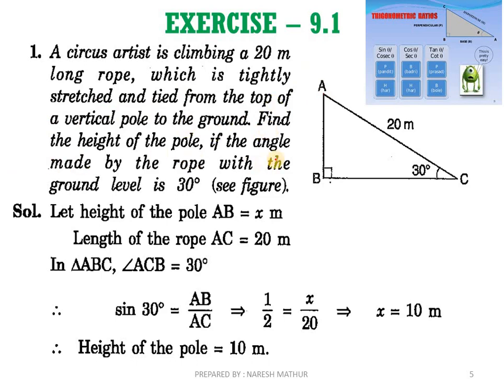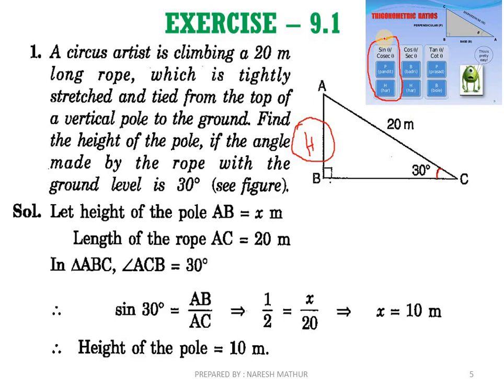...to the ground. Find the height of the pole if the angle made by the rope with the ground level is 30 degrees. Now see here, we are given an angle, we are given the hypotenuse, and we need to find the perpendicular. So what is the relation between perpendicular and hypotenuse? The relation between perpendicular and hypotenuse can be taken from sine and cosec.